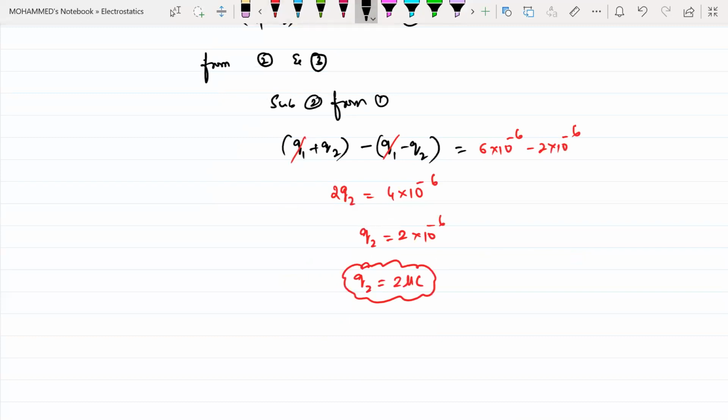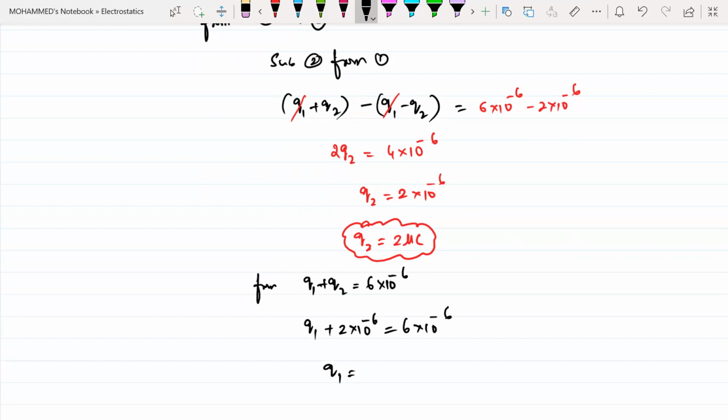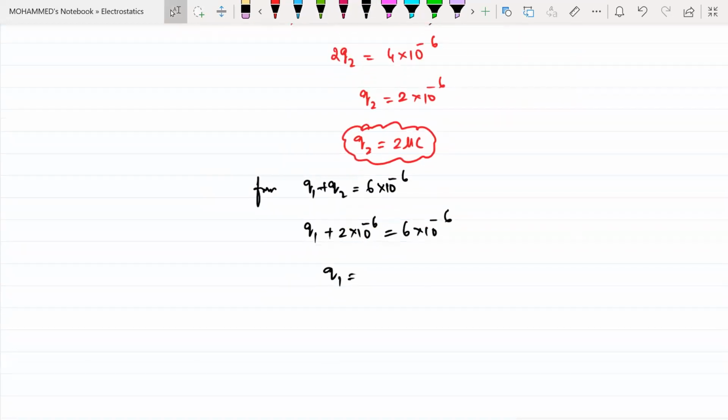Now I know the value of Q2. So can I get the value of Q1 from any equation? Yes, sir. From Q1 plus Q2 equals 6 into 10 to the power of minus 6, I can get Q1 plus this one, 2 into 10 to the power of minus 6, equals 6 into 10 to the power of minus 6. So Q1 will become how much for me, beta? 4 into 10 to the power of minus 6, because 2 will go here, 6 minus 2 is 4. That means Q1 is 4 microcoulomb.